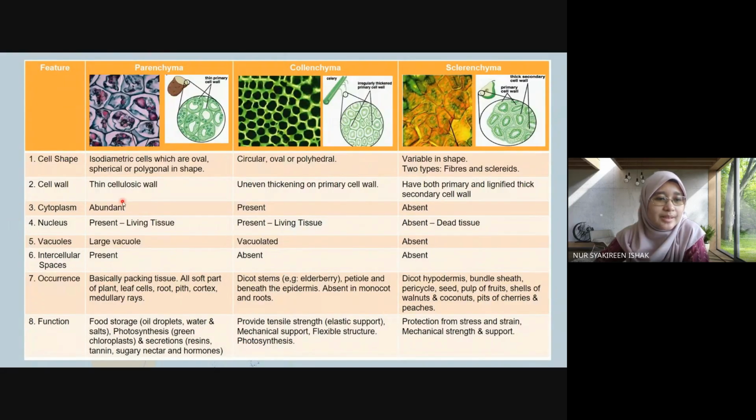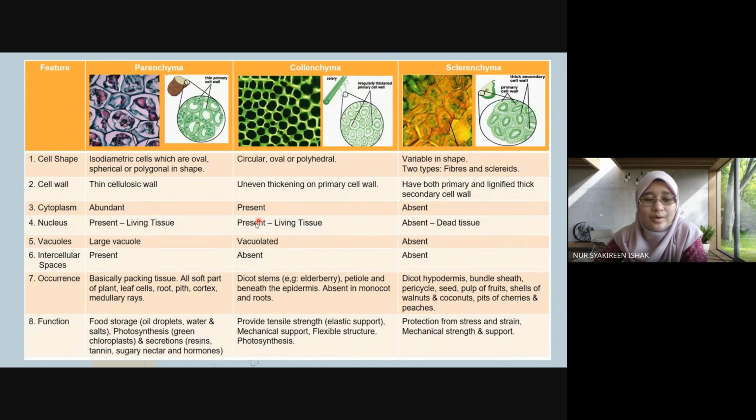And then the parenchyma has an abundance of cytoplasm. The cytoplasm is quite a lot. The collenchyma has cytoplasm too. But the sclerenchyma has no cytoplasm. And the parenchyma cells are living cells. They have a nucleus.